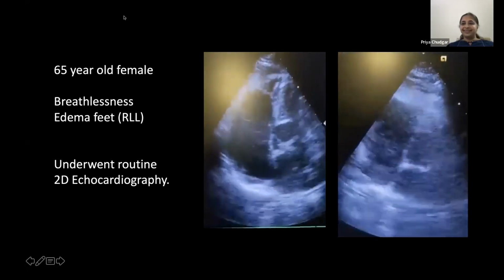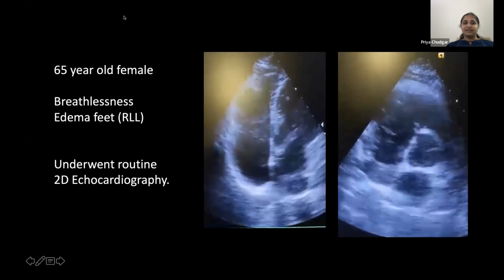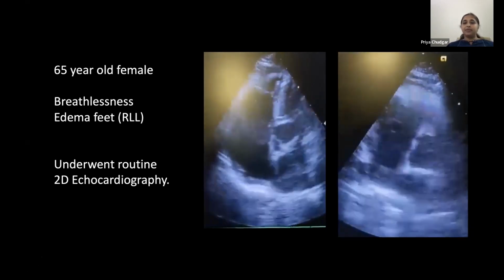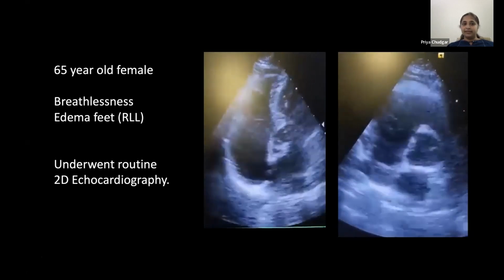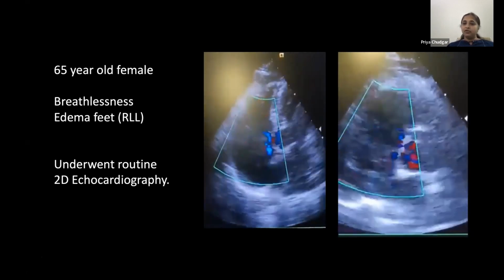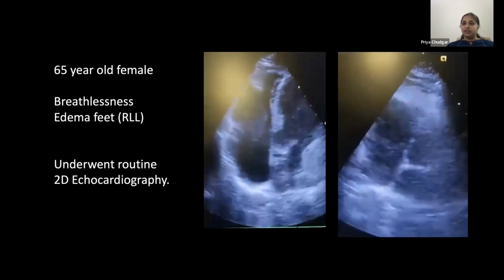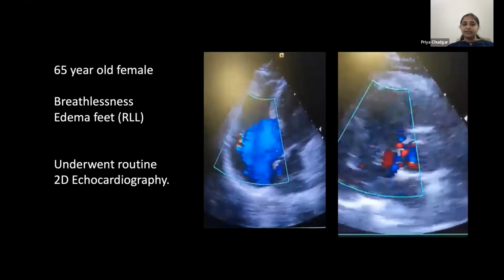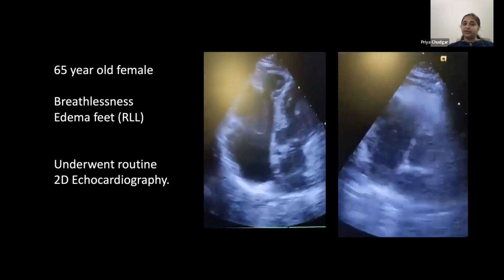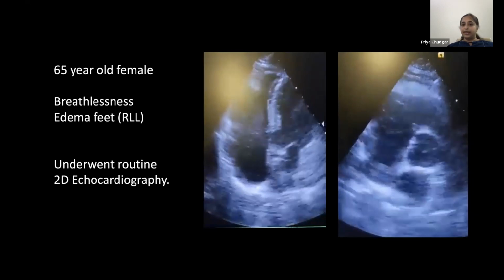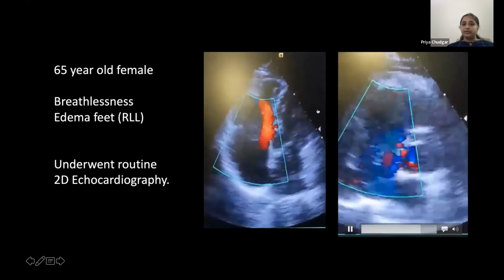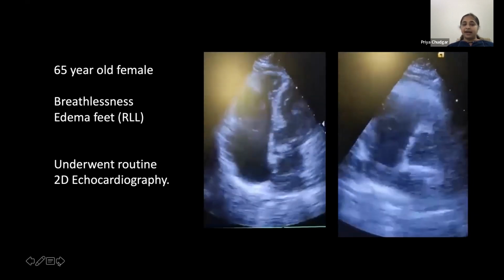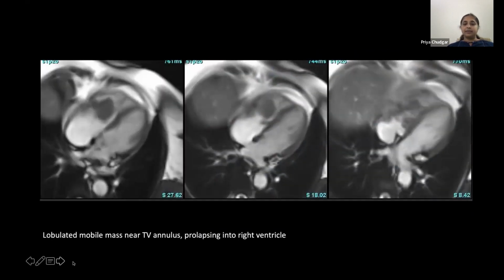Okay, sorry. So this was a 65-year-old female who presented with breathlessness and edema of the feet, right lower limb more than the left. She happened to be the mother-in-law of a cardiologist, so every year he used to follow up with a 2D echocardiography. This time she presented with edema feet, and he did a 2D echo, where he could figure out that there is some mass lesion near the tricuspid valve, and hence a cardiac MRI was done the next day.